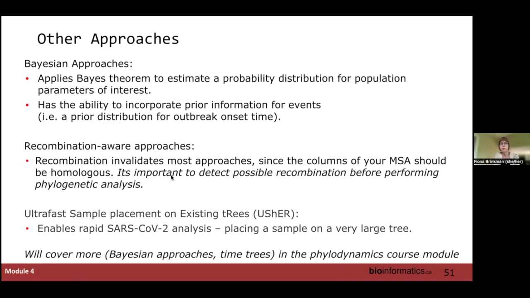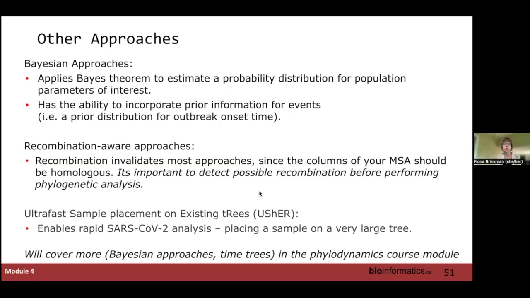I do want to briefly mention that there are recombination-aware approaches, and remember that recombination invalidates most methods. If you are looking at a virus and recombination occurs, as has happened with SARS-CoV-2, you really have to look at that recombined virus and all its descendants as one tree. You can't put recombined viruses together in one tree. However, there are recombination-aware approaches that have been developed. A key message is that it's important to detect possible recombination before performing a phylogenetic analysis because of this issue of it invalidating your method.